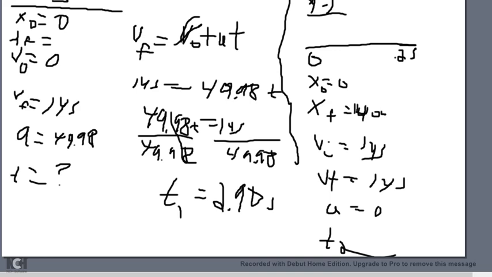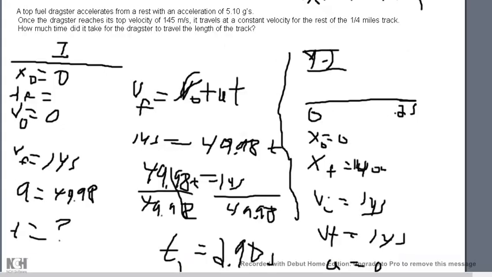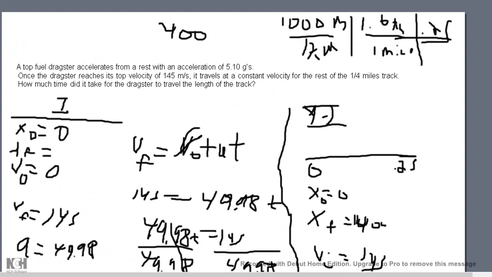Okay, what equation do we need? Can't use that VF. I'm looking for time. If I use that baby equation, then I'm going to have 0 equals acceleration, which we already know. I'm going to use xf equals x naught plus V naught t plus 1/2 a t squared.